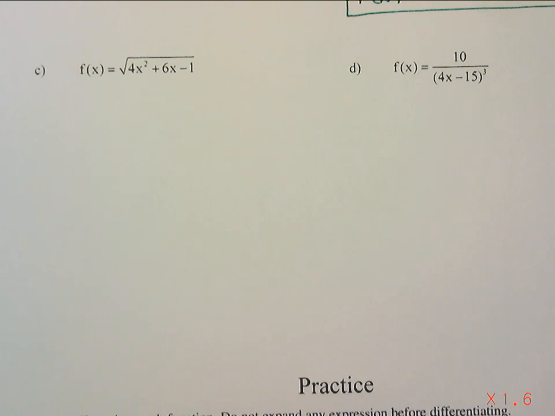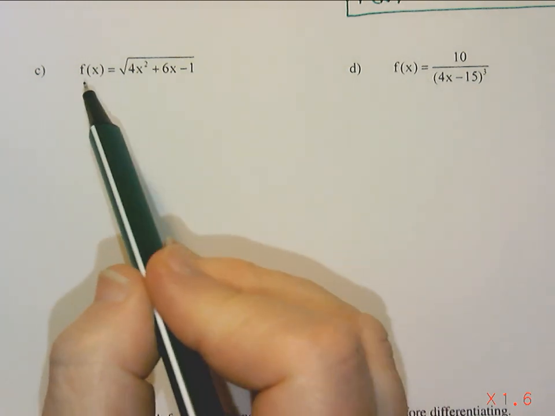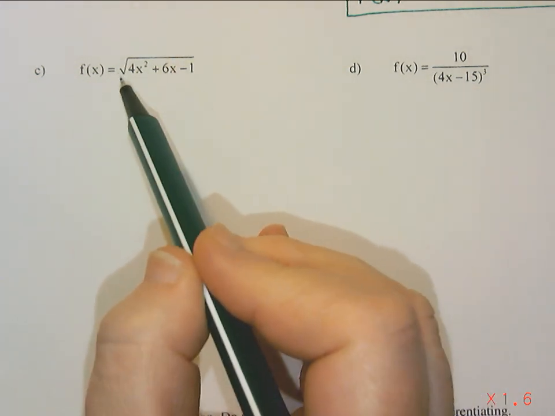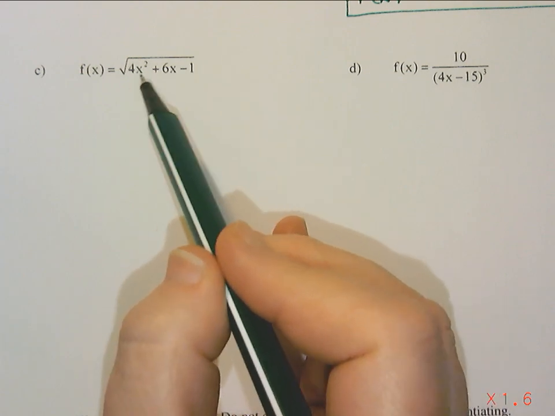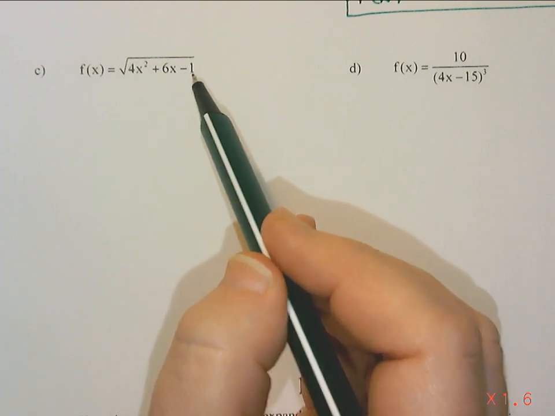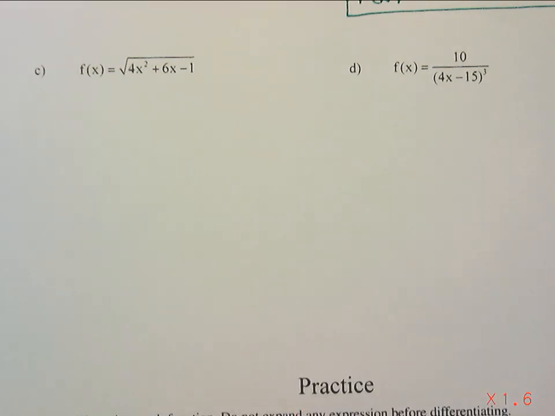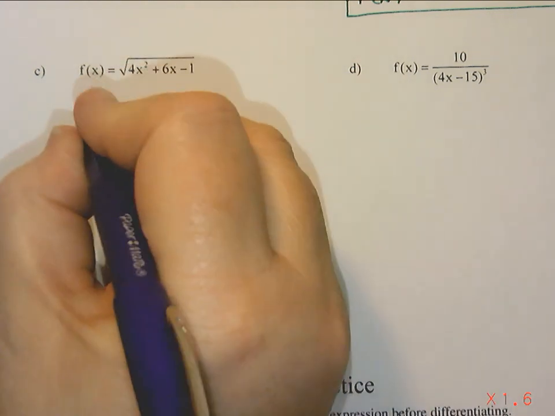In this video, we're going to do 2 more questions using the chain rule. So looking at our first one here, I have f of x equals the square root of 4x squared plus 6x minus 1. Now, before I can do the derivative of this, I need to rewrite my expression using powers. So I don't want the square root. I want to try to write the square root as an exponent to make this easier.